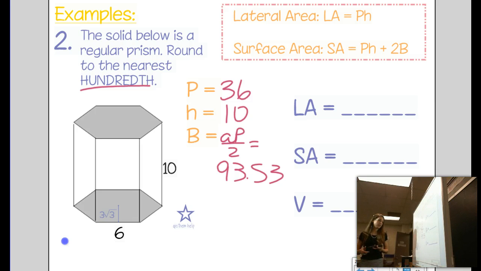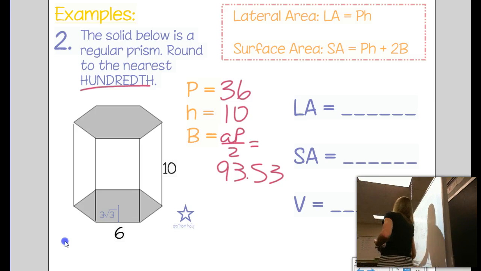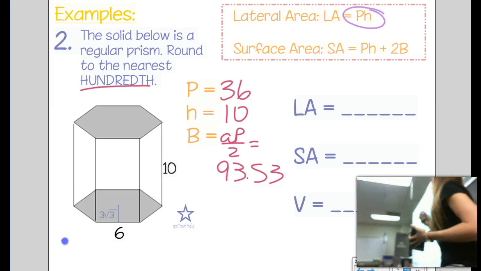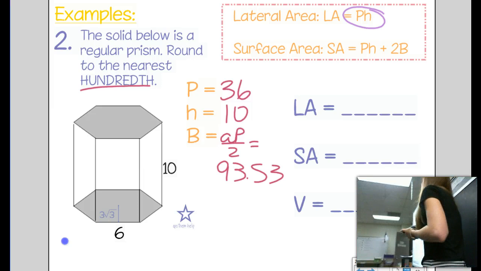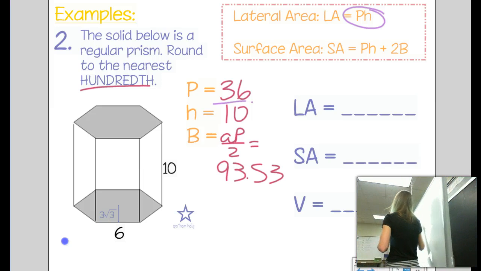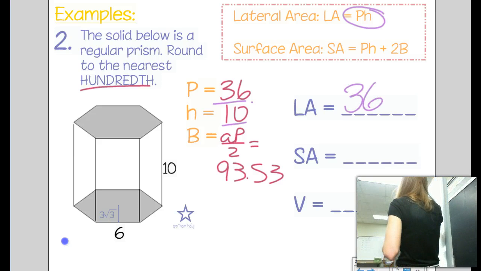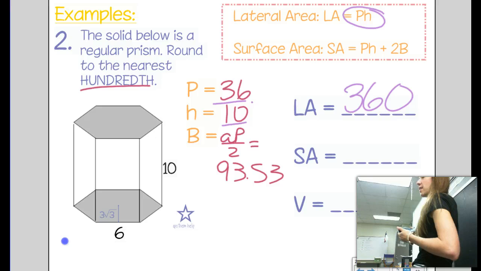Jeanette, what is the lateral surface area? Okay, it's P times H. We already found P. We already found H. 36 times 10. 360. Awesome. That wasn't bad. That wasn't tough.